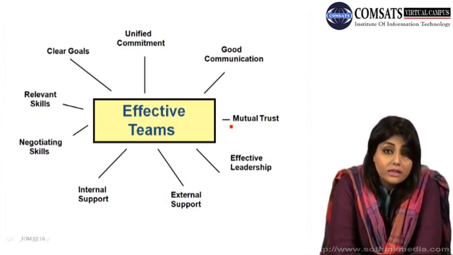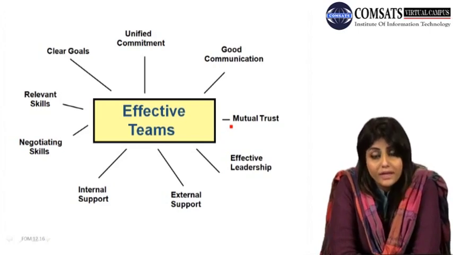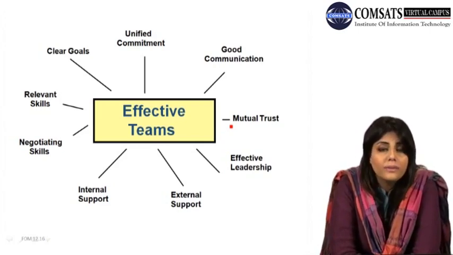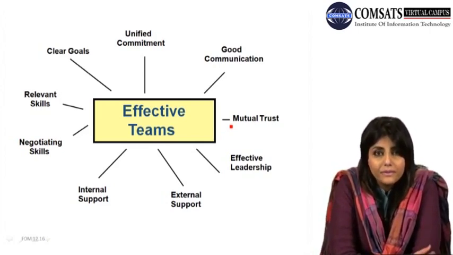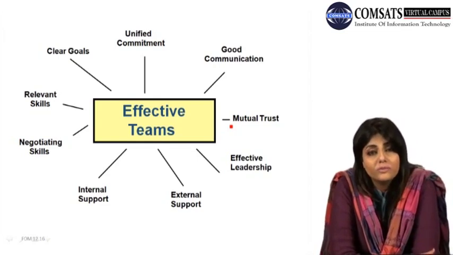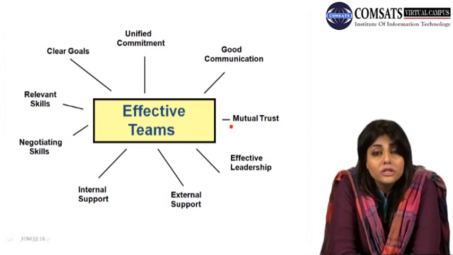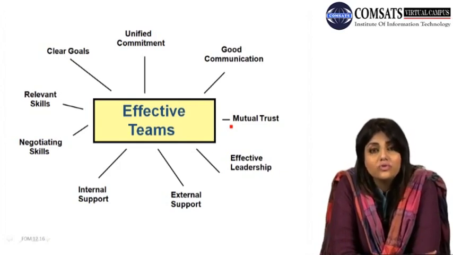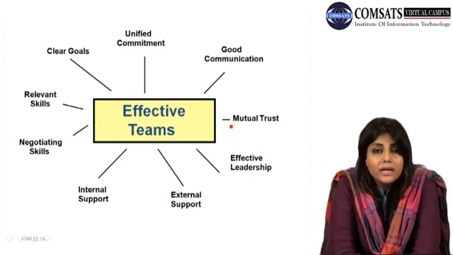Then, for teams to be effective, they need to have support. The internal support comes from the team members and the team leader, with support for each other. The external support comes from the organization to the team, from the top management and senior managers, in the form of the different resources that are necessary to do the team tasks, etc., right?